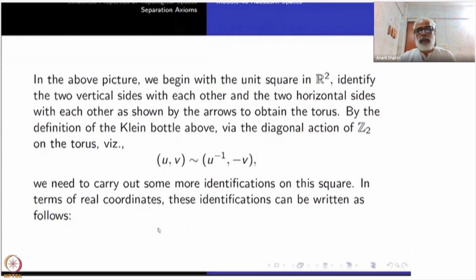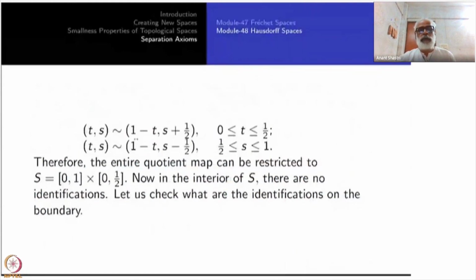I have to convert that, and that amounts to the following. If t represents the element u, it means u equals e power 2 pi i t. And v is represented by s, meaning v equals e raised to 2 pi i s. That is the meaning of this. So when you get that, u inverse will be represented by 1 minus t, whereas minus v will be represented by s plus half.